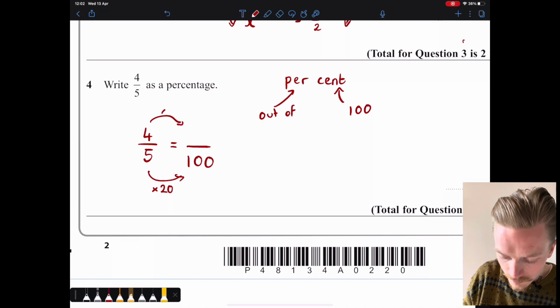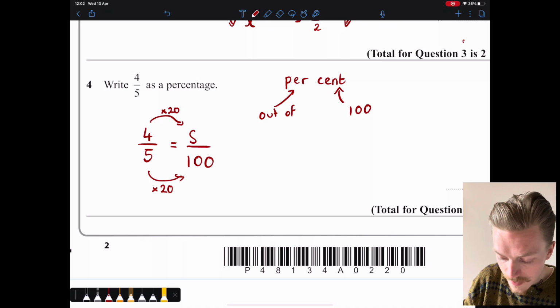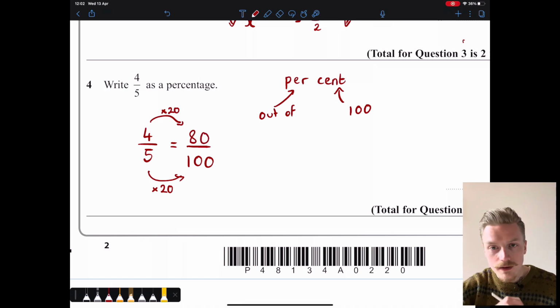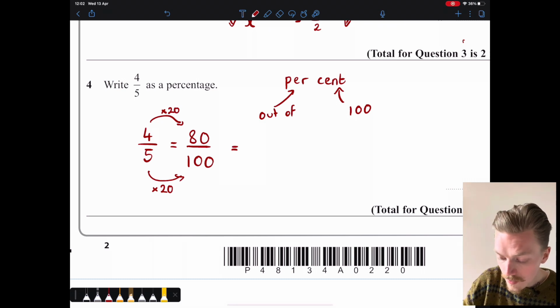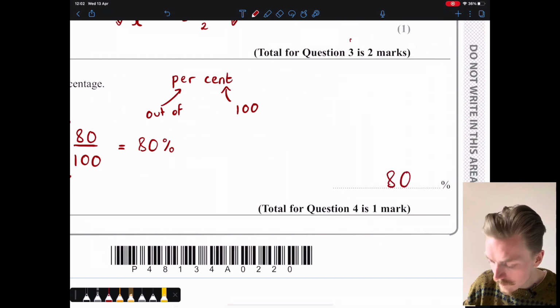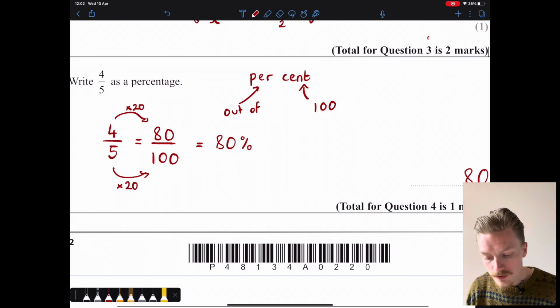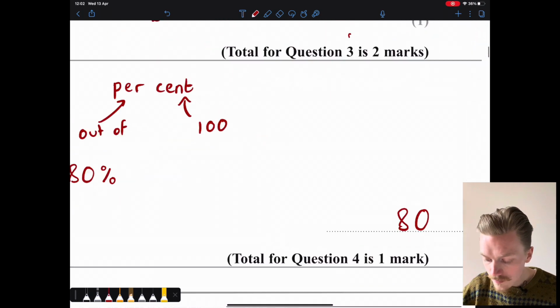And I need to do the same on the top. 4 times 20. Well, 4 times 2 is 8. So 4 times 20 is 80. I've got 80 out of 100. And since percent just means out of 100, this is 80%. Nice and easy.